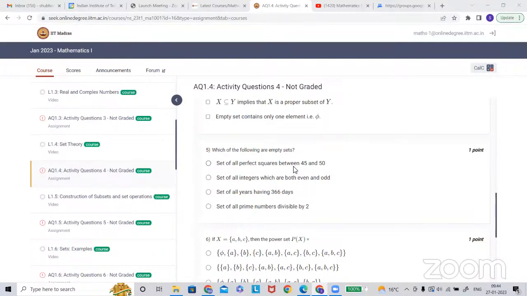So what is the condition? The set of integers which are both even and odd, that's the empty set. 3 is only odd, not even, but here the condition is even and odd both. Then can you think about it, whether it is going to be even and odd both? Okay, got it, sir. Thank you.